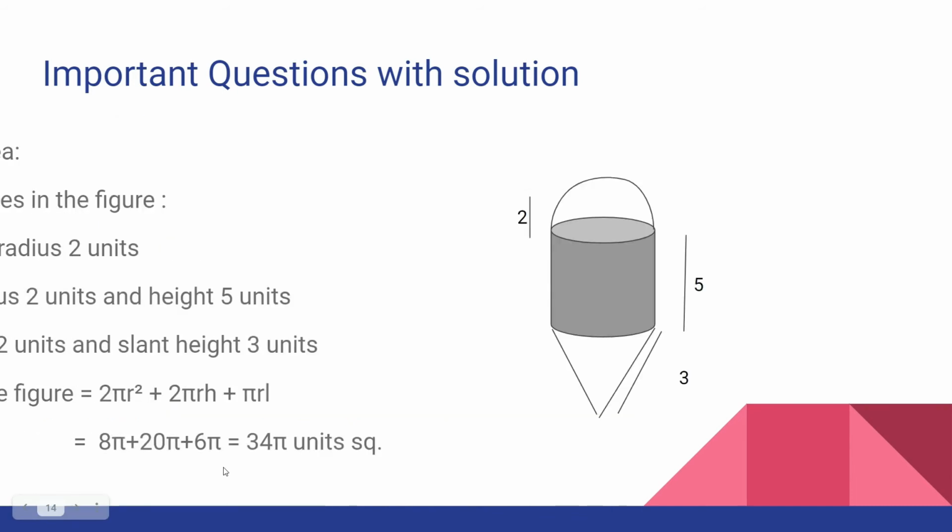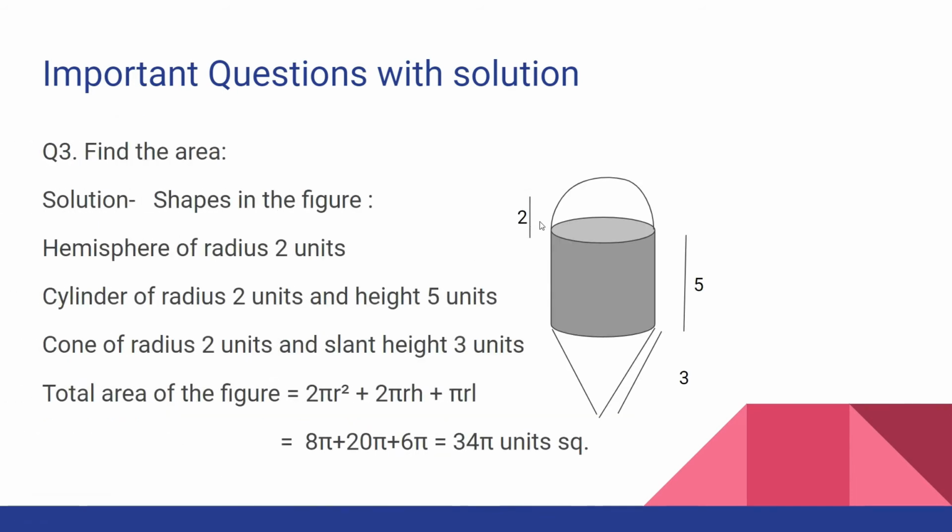In this question we have to find out the area of the given figure. In this figure you can see that there is a hemisphere of radius 2 units, a cylinder of radius 2 units and height 5 units, and a cone of radius 2 units and slant height 3 units. So the total area of the figure will be the CSA of all the 3 shapes, which will be equal to 2 pi r square for hemisphere, 2 pi r h for cylinder, and pi r l for cone.